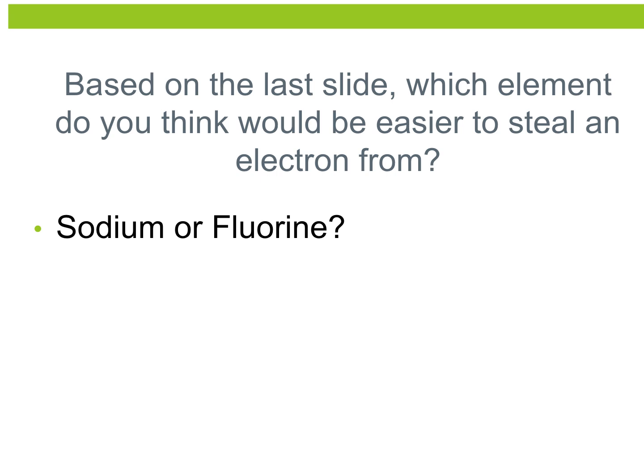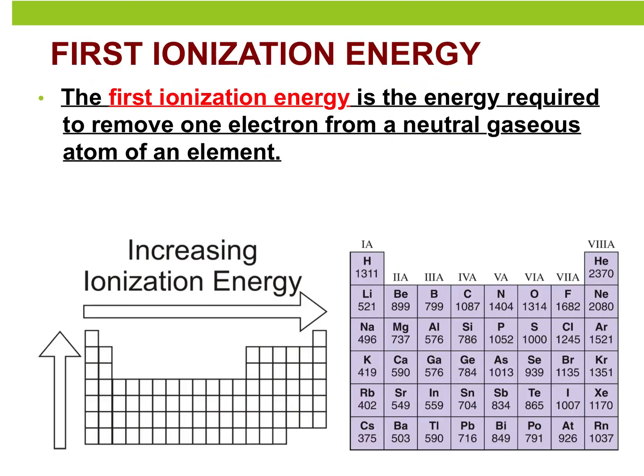Okay, sodium is easier to steal an electron from. Why is sodium probably the easier one to take that electron from? Because it's already trying to get rid of 1. Okay, it already wants to get rid of 1, right? So it's like, here, have it. Good. So that brings us to our first trend.